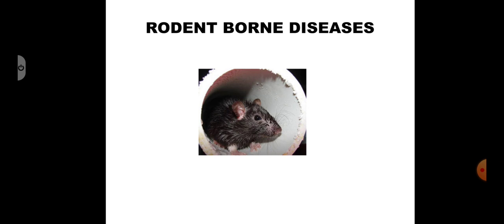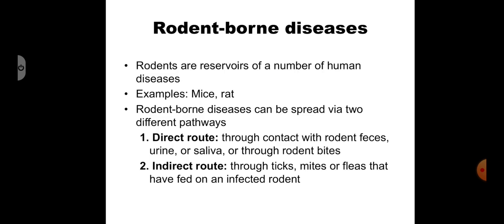Next, the rodent-borne diseases. What are rodents? They are rats, mice, hamsters, etc. So rodents are reservoirs of a number of human diseases. How can you acquire these rodent-borne diseases? By direct contact with rodents. Probably the rodent has bitten you. The rats can bite sometimes, and contact with rodent feces, urine, and saliva.